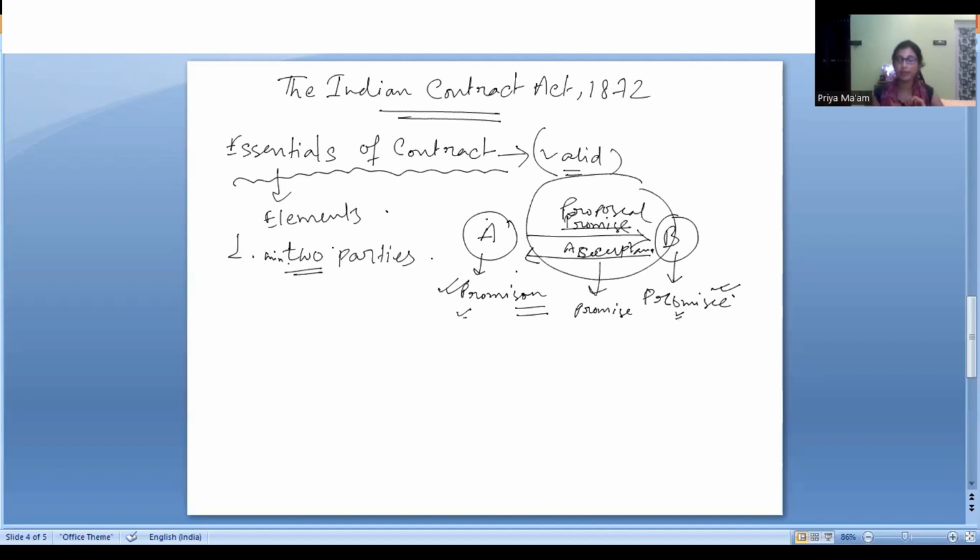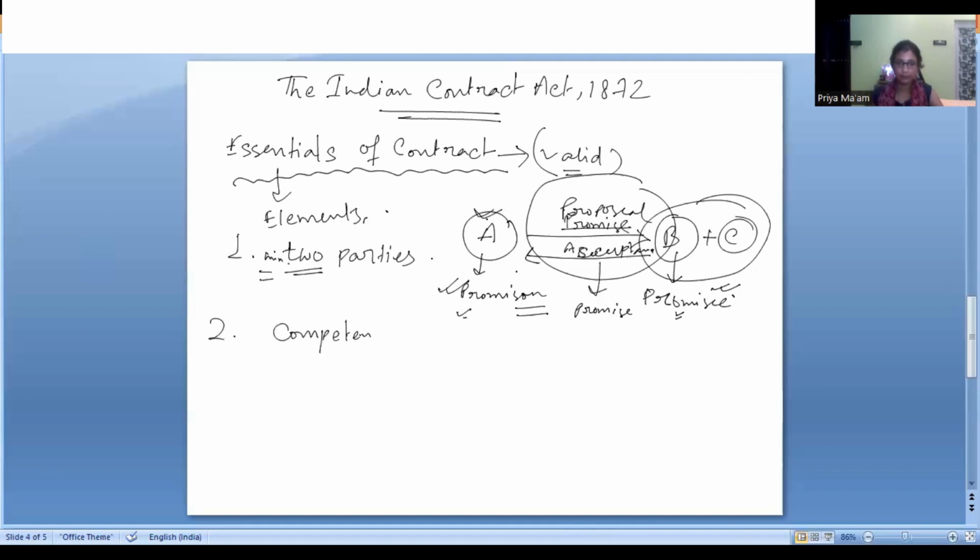Now the question is, why am I referring to this term minimum? Can it be more than two parties? Definitely, but minimum two parties. On the other side, it can be like this, where A is offering or proposing something to two persons. It can happen for a partnership and all. Now move on to the next element, that is competent to contract.